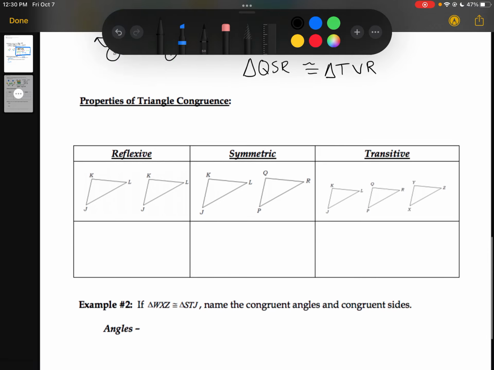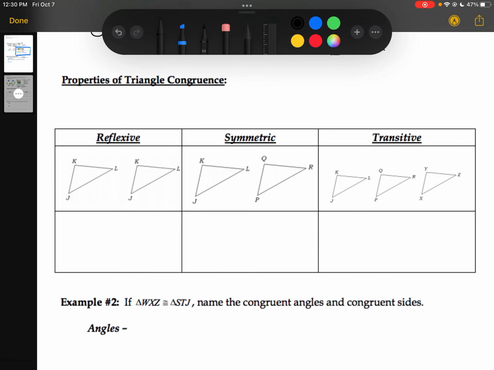So now we're going to look at some of the properties of triangle congruence. So reflexive triangle congruence, all that this means is triangle equals itself. So triangle KLJ is equal to itself. And we have to write it in that order, so KLJ again.